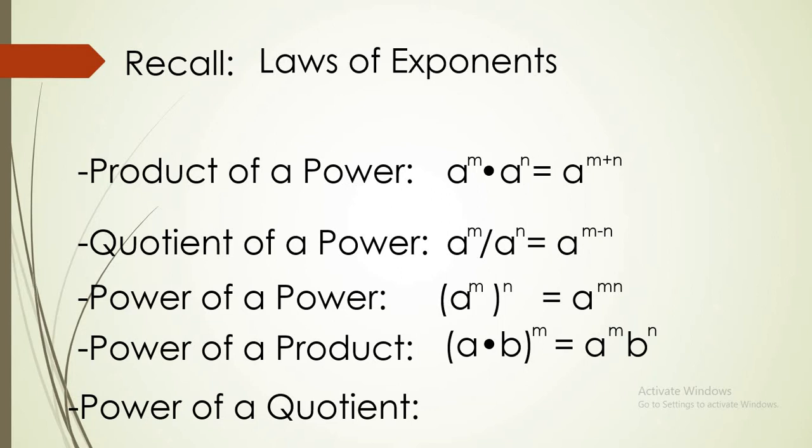Number 5. Power of a quotient. It says that the power of a quotient is equal to the quotient obtained when the numerator and denominator are each raised to the indicated power separately before the division is performed, or simply distribute the exponent.